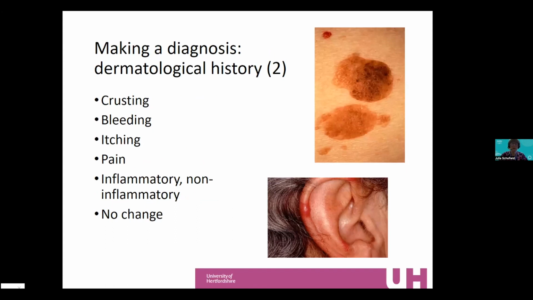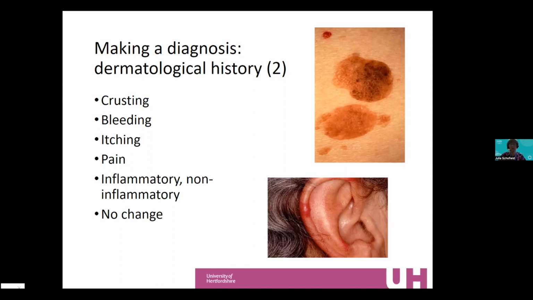We've talked about crusting and bleeding being a symptom, crusting and itching being a symptom of our seborrheic keratoses. Pain is not a feature of skin lesions. So if a patient comes in and they've got a painful lesion, it's much less likely to be a cancer or anything to worry about, except for the lower picture, where this is a very classical feature of chondrodermatitis nodularis helicis, which basically means inflammation of the cartilage of the ear.